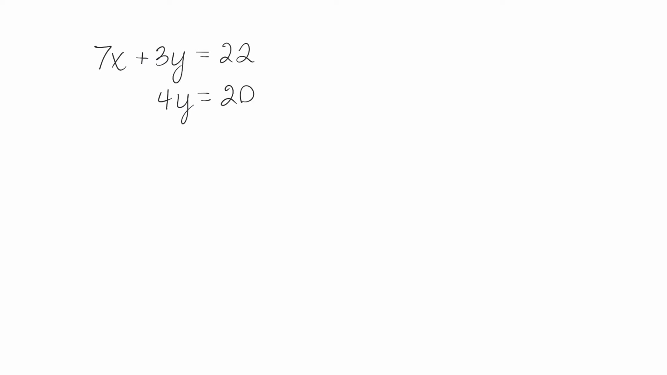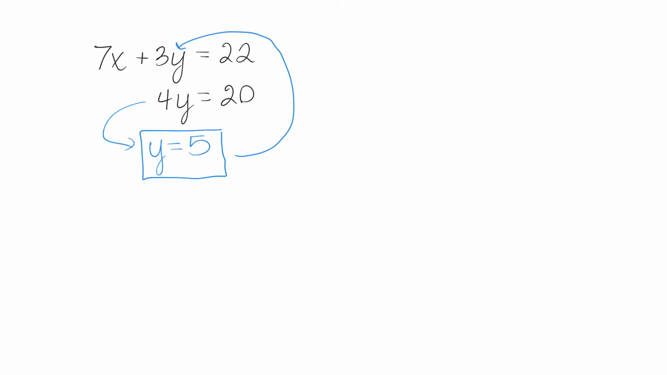So if I rewrite this one, I'm going to divide out my 4, and I'm going to get y equals 5. Okay, so now I know that y equals 5, and I'm going to, remember, substitute that in to the other equation. So that's going to be 7x plus 3y, well, y is 5, equals 22. And look, here I am again. I only have an x now, which is great. That means I can solve for x.